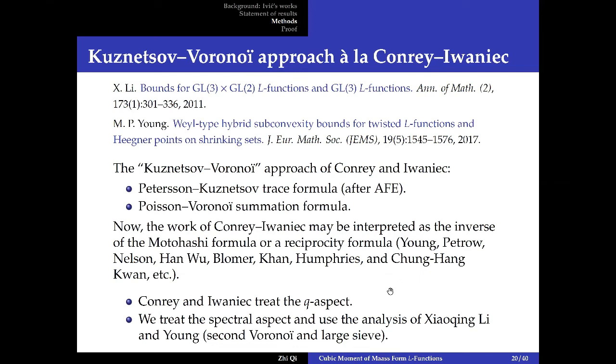Okay, so like I said, Conrey-Iwaniec treated the character twist, or you can say the q aspect, but we are going to treat the spectral aspect. And our idea is to use the analysis of Cauchy and Young and combine their ideas. The new idea here is that we are going to use a second Voronoi. This is the idea of Cauchy, and also we are going to use the large sieve. This is an idea of Young, and we're going to use a lot of analysis due to Matthew Young.